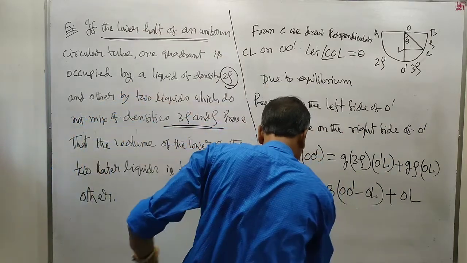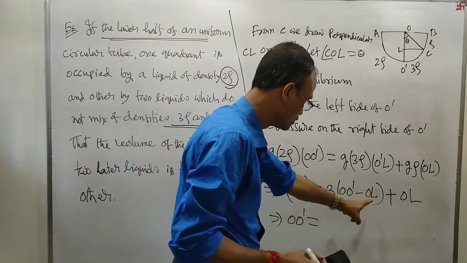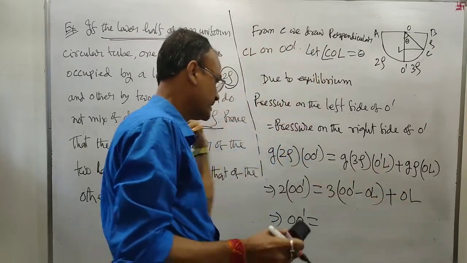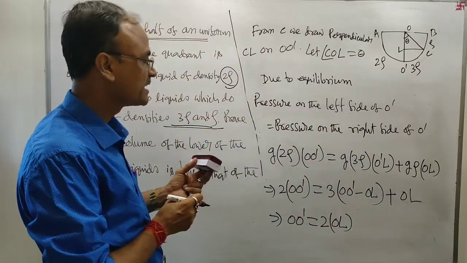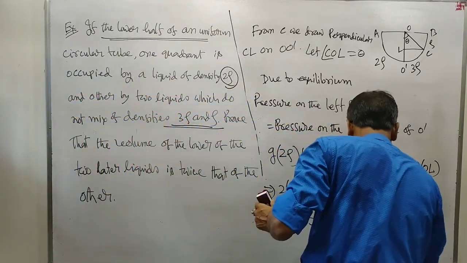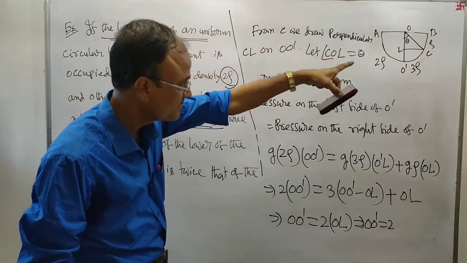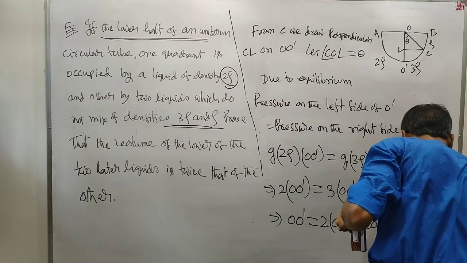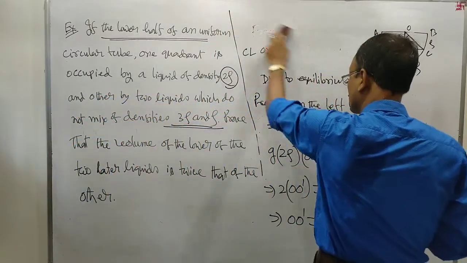This means OO dash equals minus thrice OL plus OL minus twice OL, it will be twice OL. OO dash equals twice OL. This implies OO dash is equal to 2 times OL, which is OC cos theta.